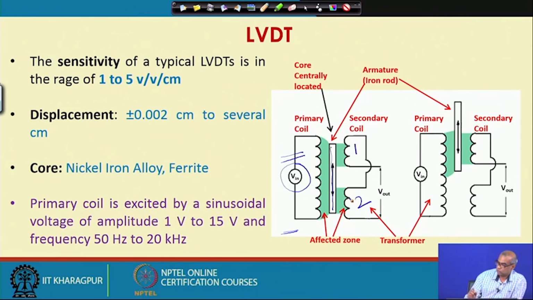So, when these two secondary coils are equally affected, equal amount of voltage is induced in these two secondary coils. But since these two coils are connected in series opposition, the output voltage, which is the difference between, say, the voltage V1 minus voltage V2, will be equal to 0.